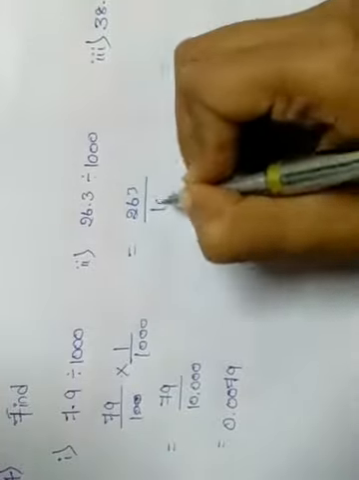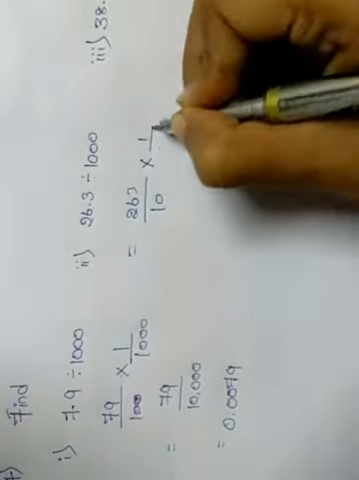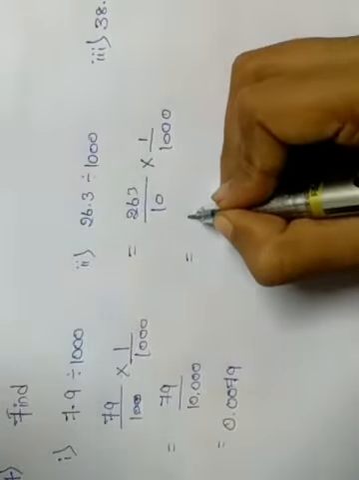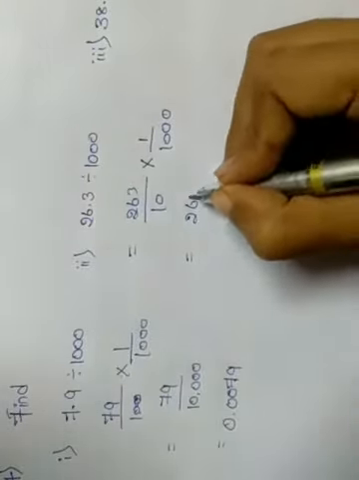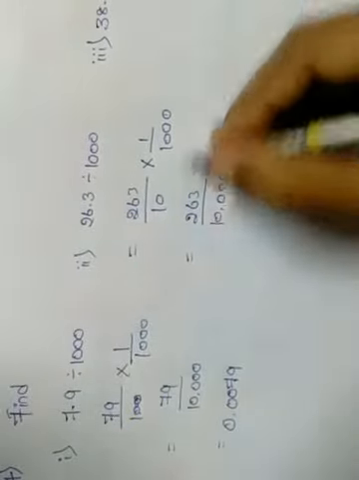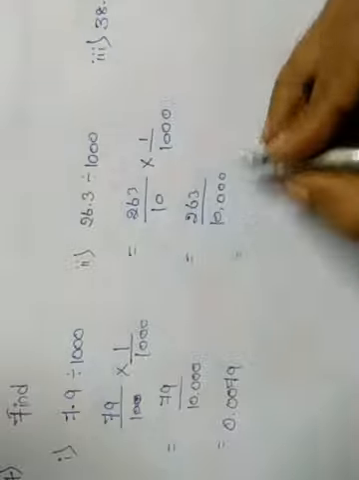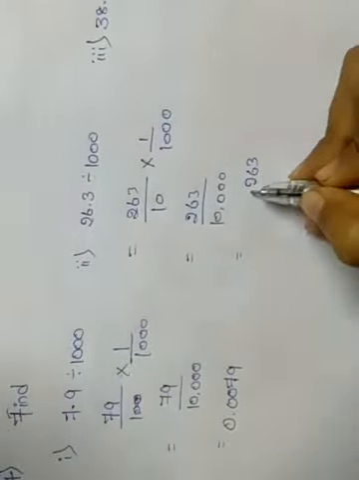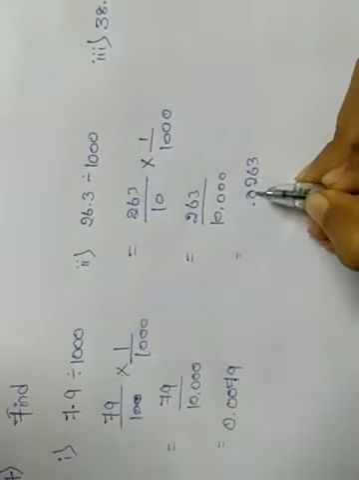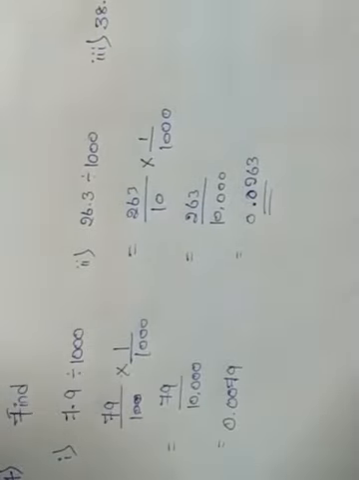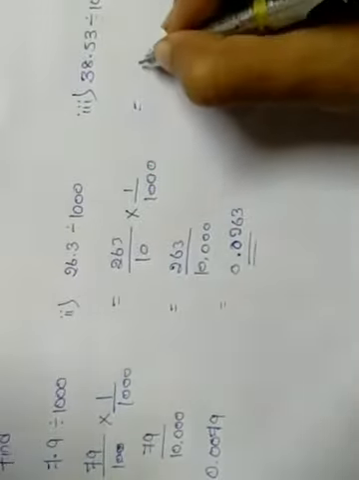Second one, 263 divided by 10. Multiply it 1 divided by 1000, reciprocal it. Okay, now 263 ones are 263, that is 10,000. 10 into 1000 is 10,000. We need to give the decimal point after 4 digit. Means here there were only 3 digit. I made it a 4 digit now. Then I give the decimal point. This is the answer.